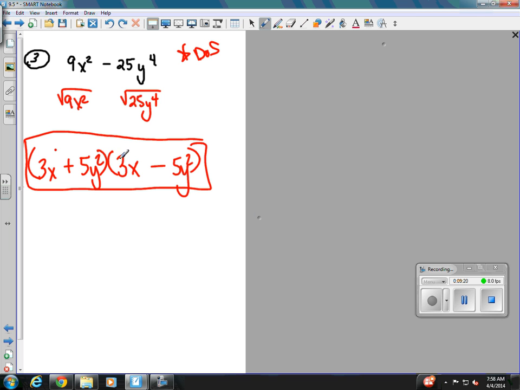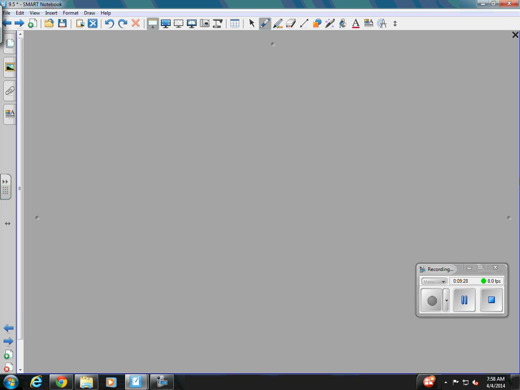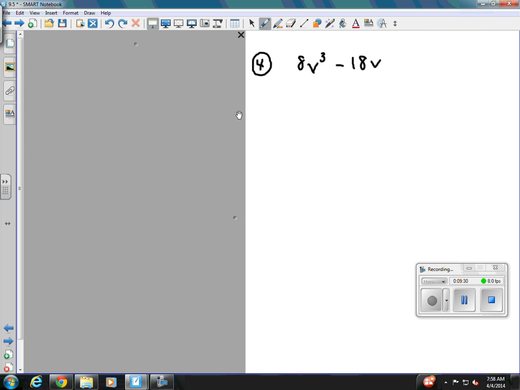And also, if you think about when we're multiplying, you're going to add your powers. So y squared times y squared is going to be y to the fourth because you add them, 2 plus 2. All right, example 4. We have 8v to the third minus 18v. Step 1, we check for GCF.